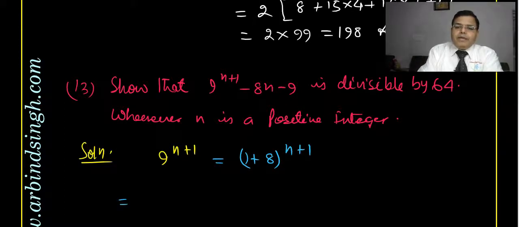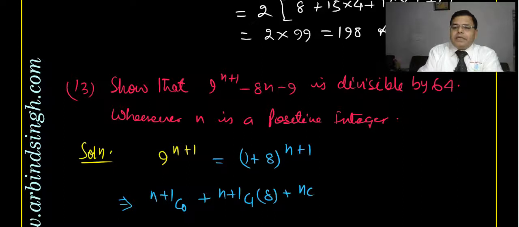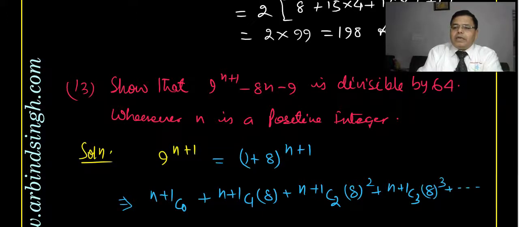Now expanding as per binomial, we have (n+1)C0 + (n+1)C1·8 + (n+1)C2·8² + (n+1)C3·8³, till (n+1)C(n+1)·8^(n+1), isn't it?